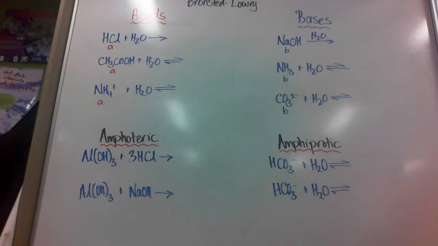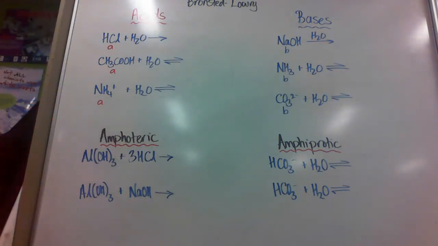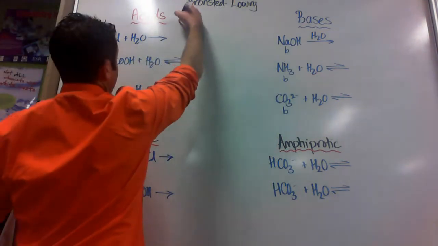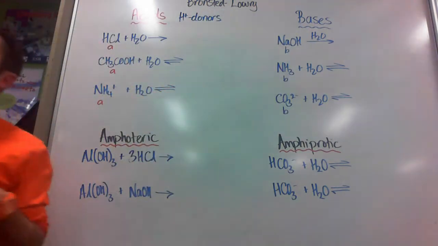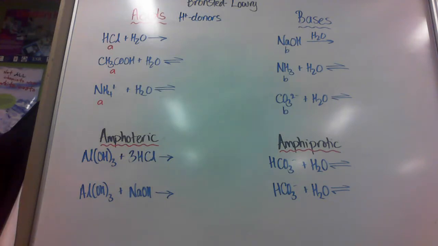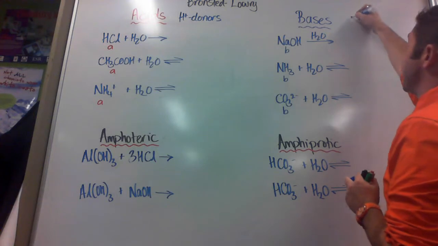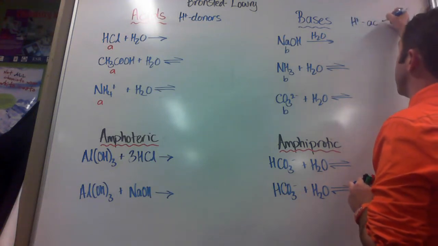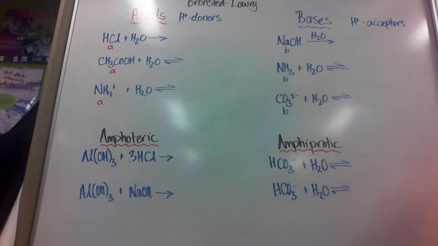The Bronsted-Lowry definition is actually quite simple, if you can remember it. Acids are what we call proton or H+ donors. That means that when they react, they will give away an H+ ion to something else. Bases, on the other hand, are what we call H+ acceptors. That means when they react, they'll take H+ off something else.